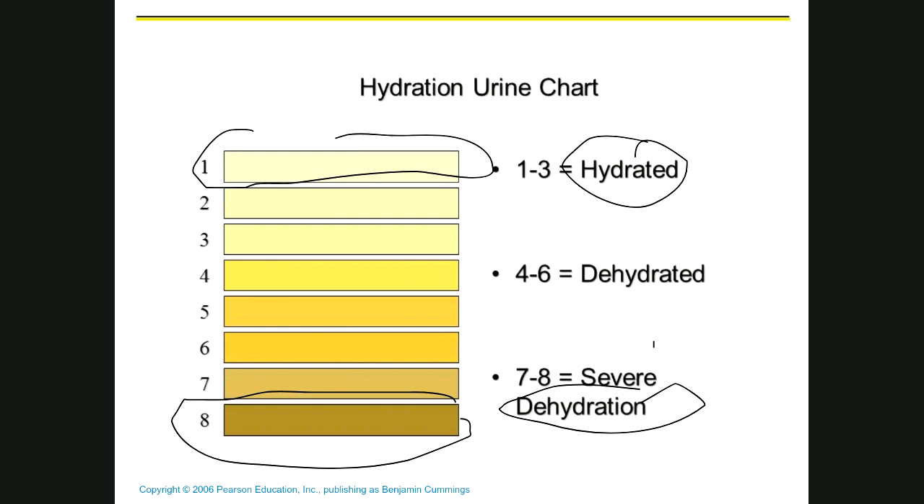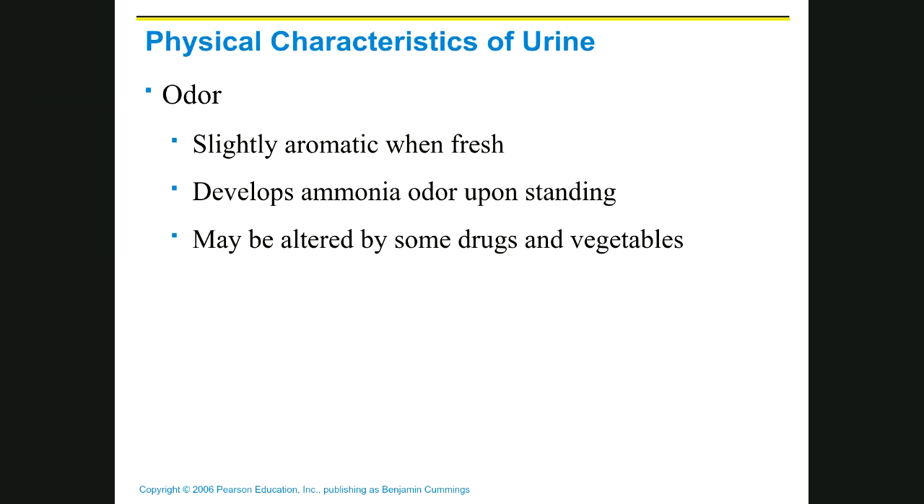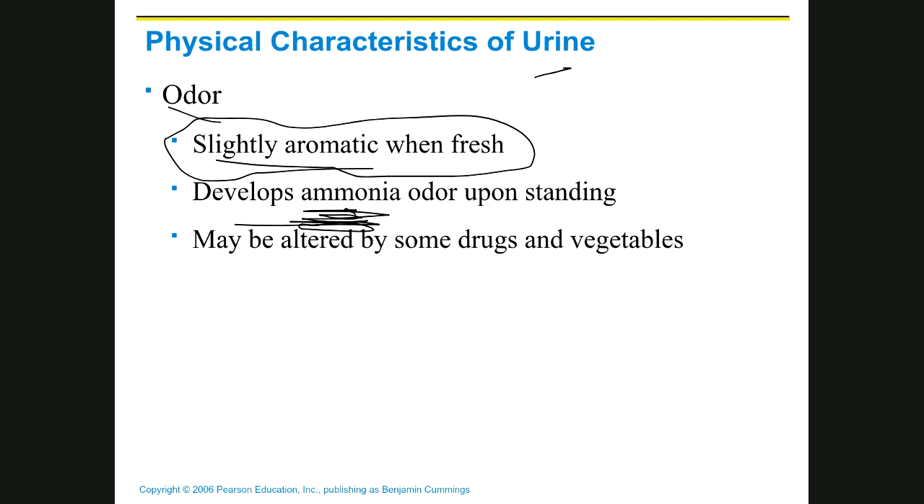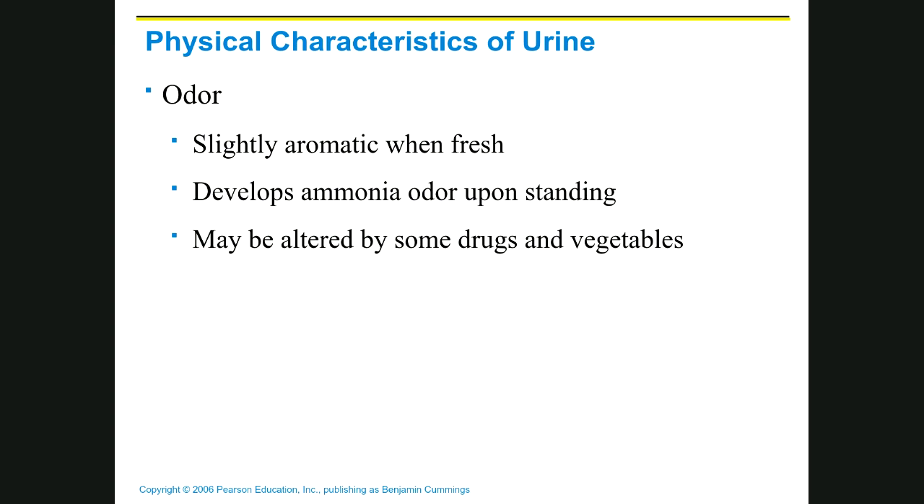You should also probably already know what the odor of urine is. It doesn't really have too much of an odor when it's fresh, but if you let it set for a while, it develops an ammonia odor. But you can change the odor of your urine by what you eat. If you eat asparagus, anybody here eat asparagus? If you eat asparagus, it's got something in it called oxalic acid. And you can smell that in the urine.